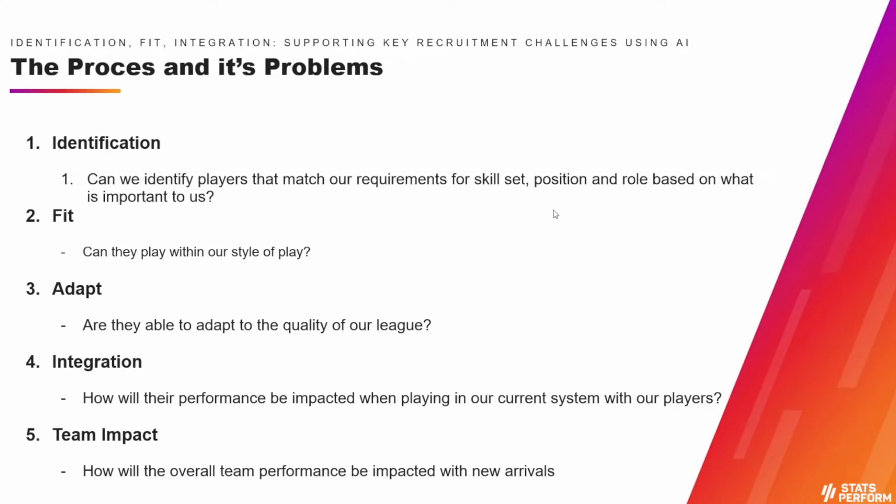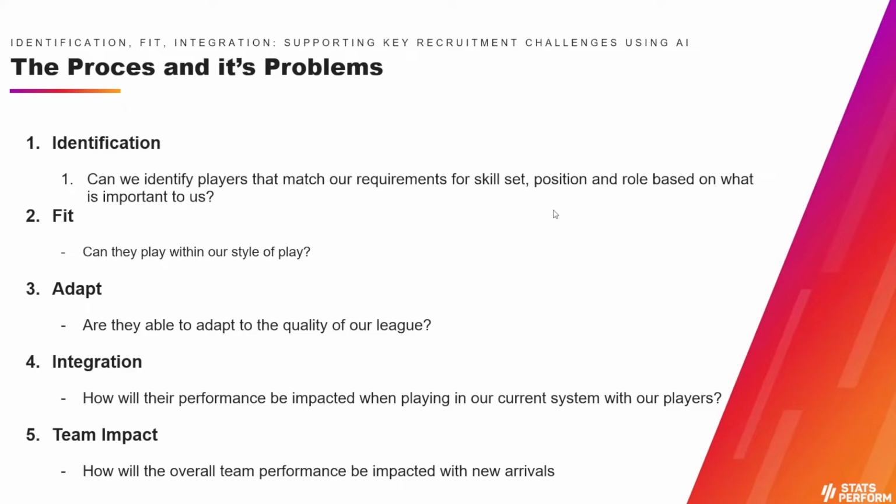So the different points here will be those 5 as you see here. The first part is identification of the skill set, what is specifically needed by the club. But very important here is that we tie it to the style in which the team is playing. So what is it the player needs to fit into, as you can see in point 2 here.